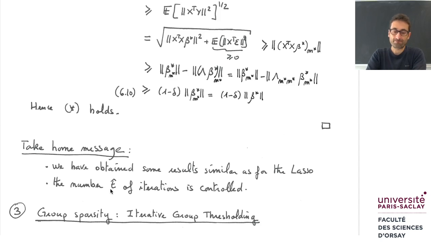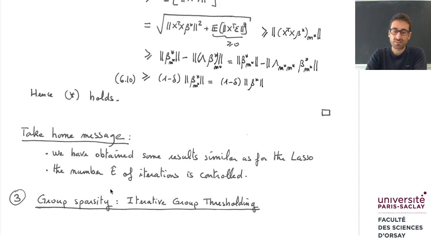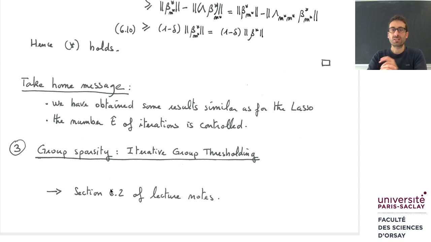So this is all we see for the coordinate sparse setting. And now we'll move to more general settings. So as always, in order to understand what we can do in other settings, I will focus on the group sparse setting, which is the other case that we have been looking at in this lecture. And for the group sparse setting, we will do a very similar analysis. And we will see an algorithm, which is the iterative group thresholding algorithm. And for this, we will directly look in the lecture notes. So let's move on to the lecture notes.